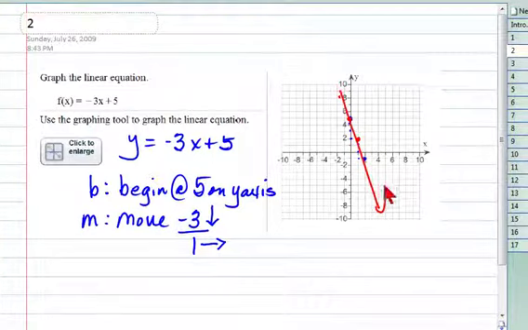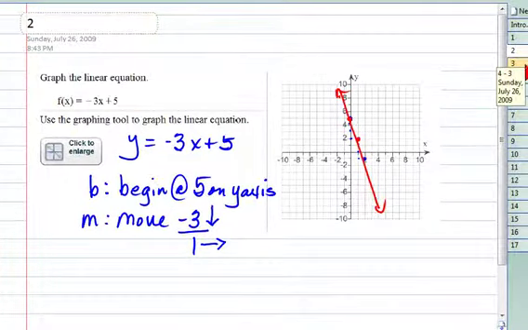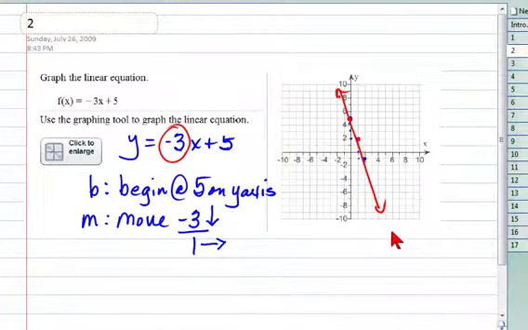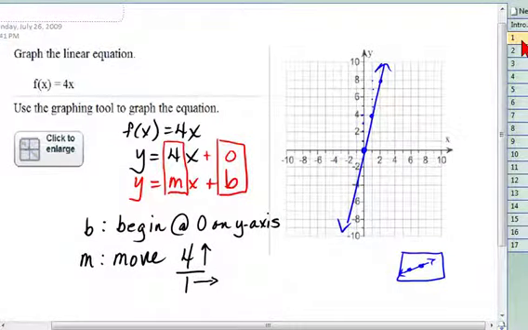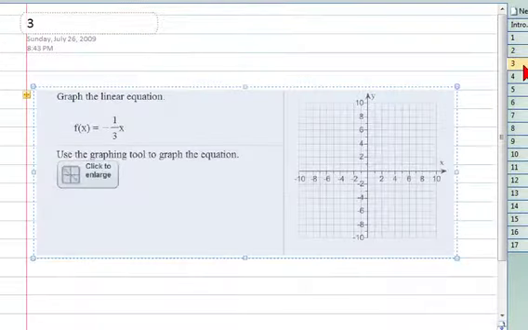Is that okay? By the way, this has a negative slope. Do you see that it is a falling line? That's what should have happened. In number 1, the slope is a positive 4. Do you see that it is a rising line? Okay, moving on. Number 3.